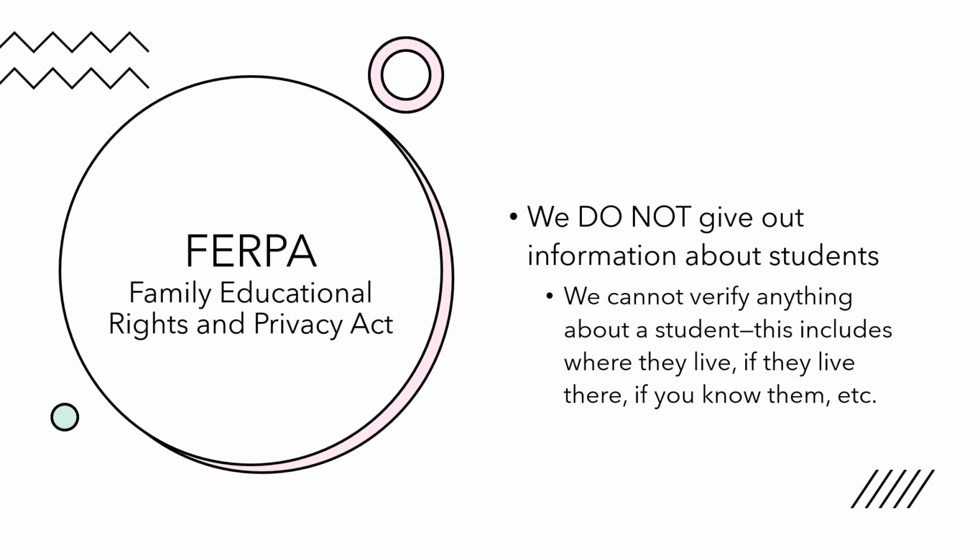This protects our students and their information. We cannot give any personal information over the phone to anyone, even if it's a parent or guardian. We cannot verify anything about the student. This includes where they live, if they live there, and if you know them. So, if you ever get a call from a parent or a guardian worried about their student, please make sure that you let your ACRD know and you transfer them to campus safety and security.